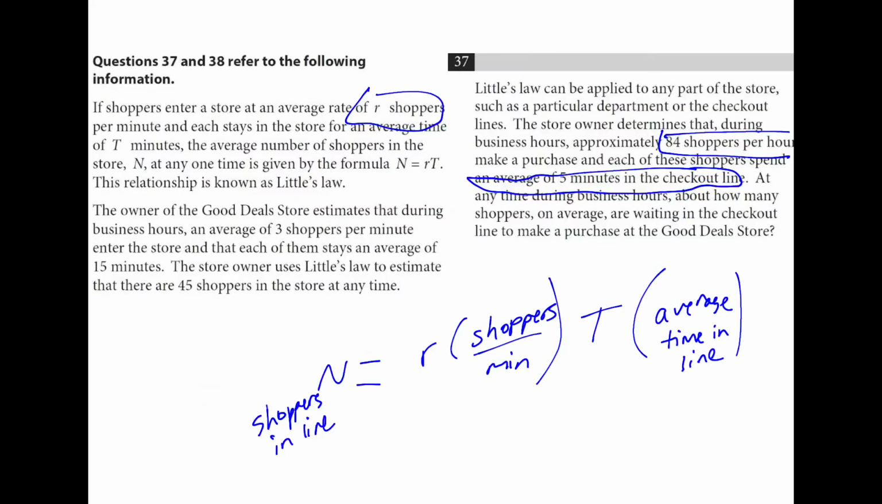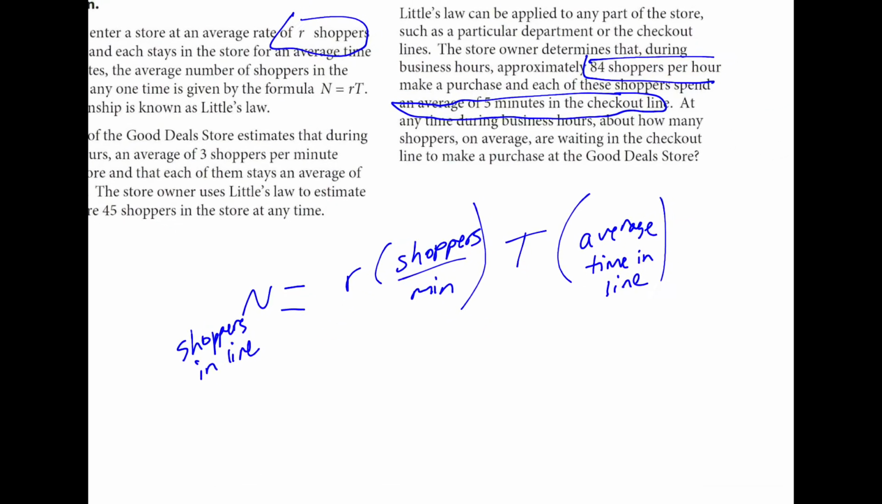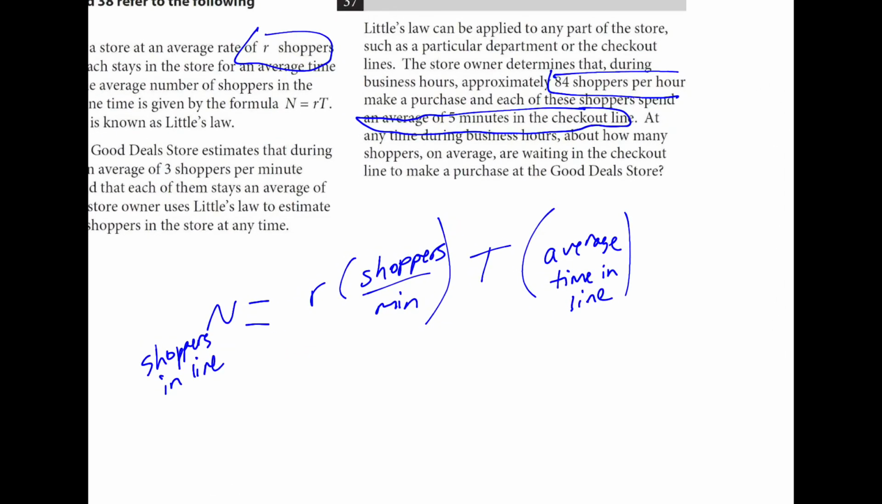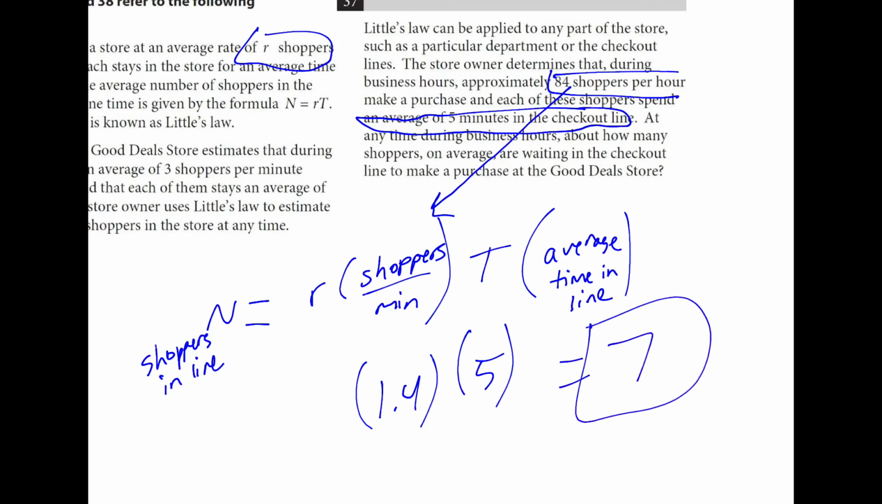So we are modifying Little's equation, and instead of shoppers in the store, it's about shoppers in line. There's 84 shoppers per hour. That needs to be converted to how many shoppers per minute. So you divide by 60, that becomes 1.4. So 5 times 1.4 gives you an answer of 7.